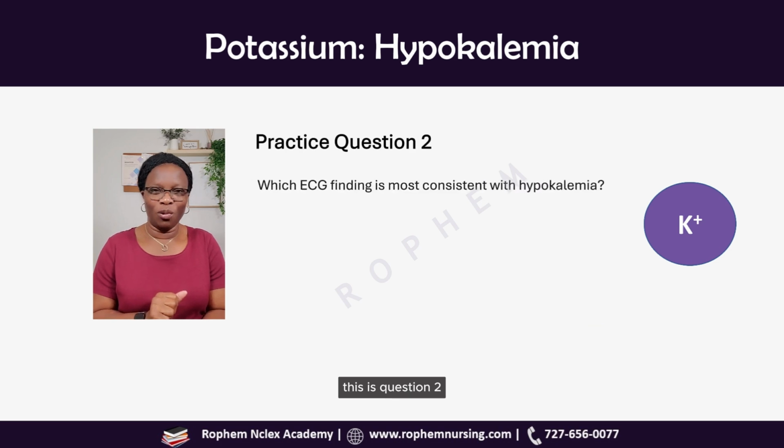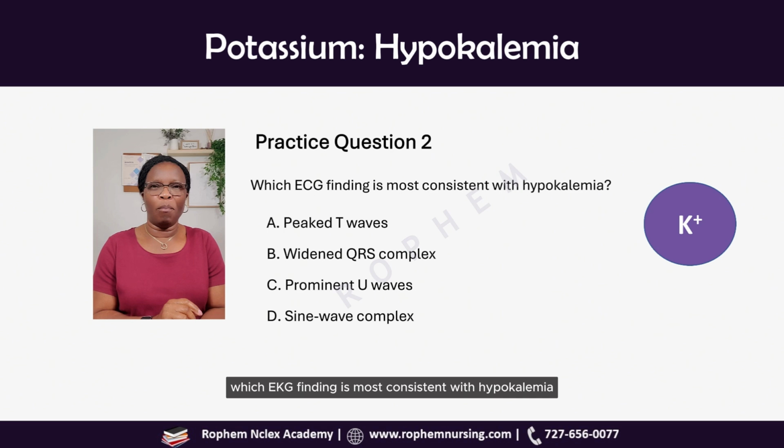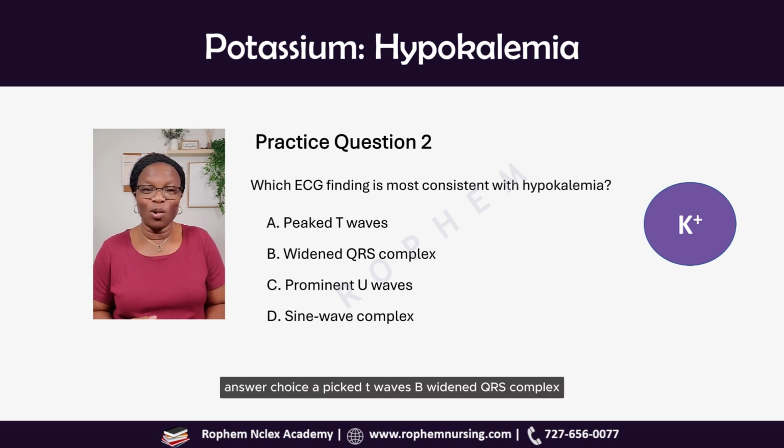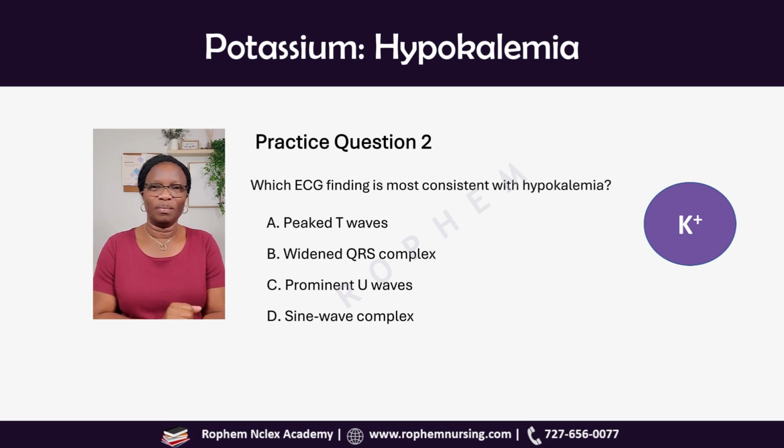This is question 2. Which EKG finding is most consistent with hypokalemia? Answer choice A, peaked T waves. B, widened QRS complex. C, prominent U waves. D, sine wave complex. What do you think about this question? Which answer choice will you select?